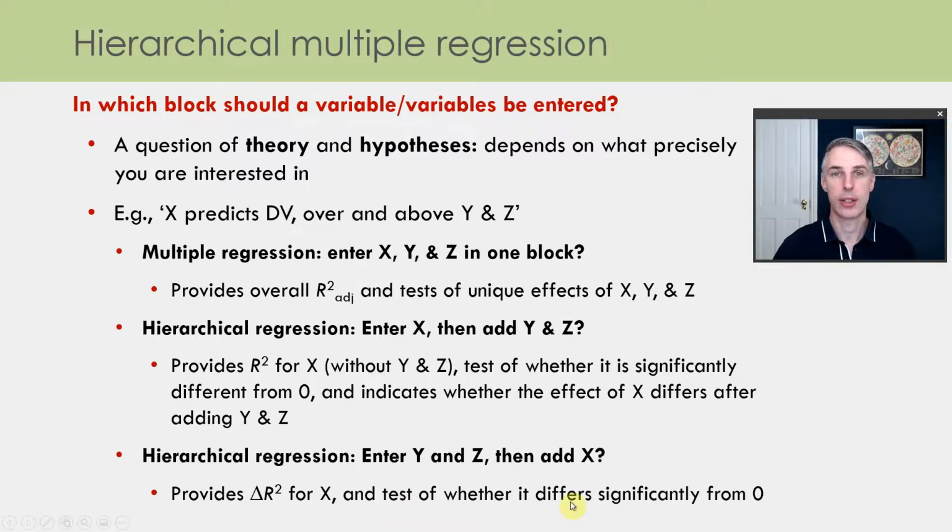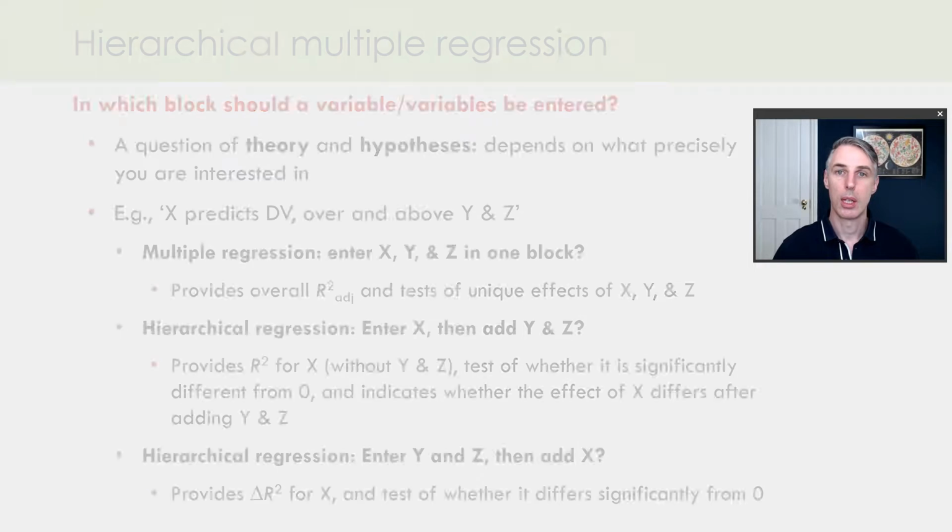and a test of whether that is significantly different from 0. All right. So in that sense, in a hierarchical regression analysis, if you're interested in the amount of variance specifically attributable to a variable or set of variables, you can enter that last. But if you're interested in how much they explain by themselves and how that changes when additional predictors are added to the model, then you might enter those variables first and then add in the other predictors. Okay. So that's hierarchical multiple regression in theory.